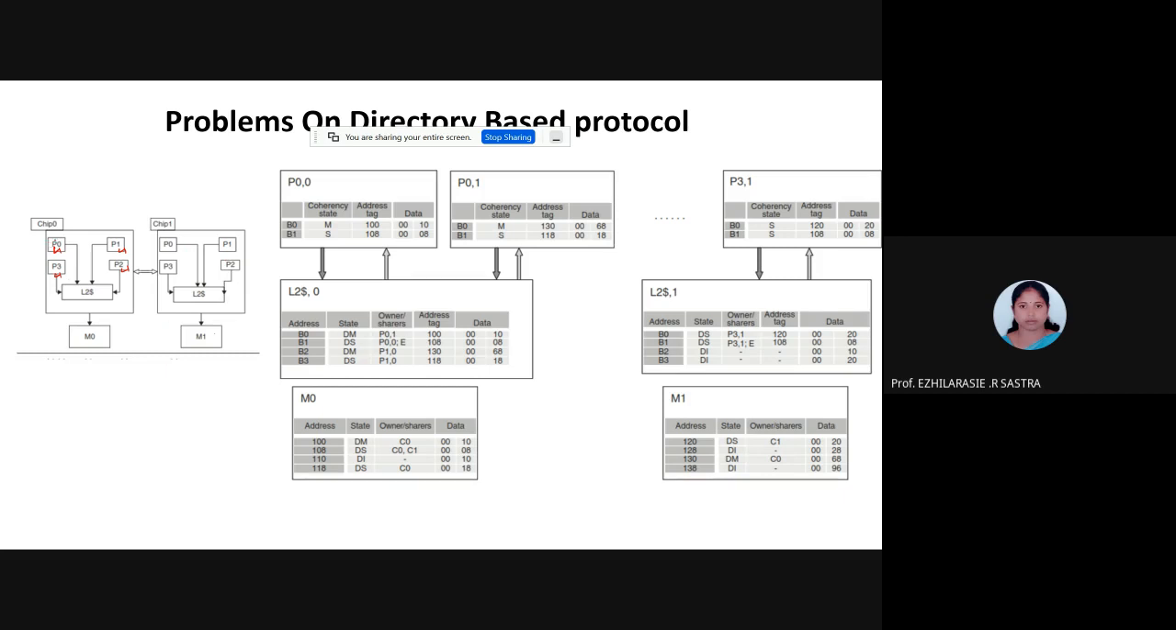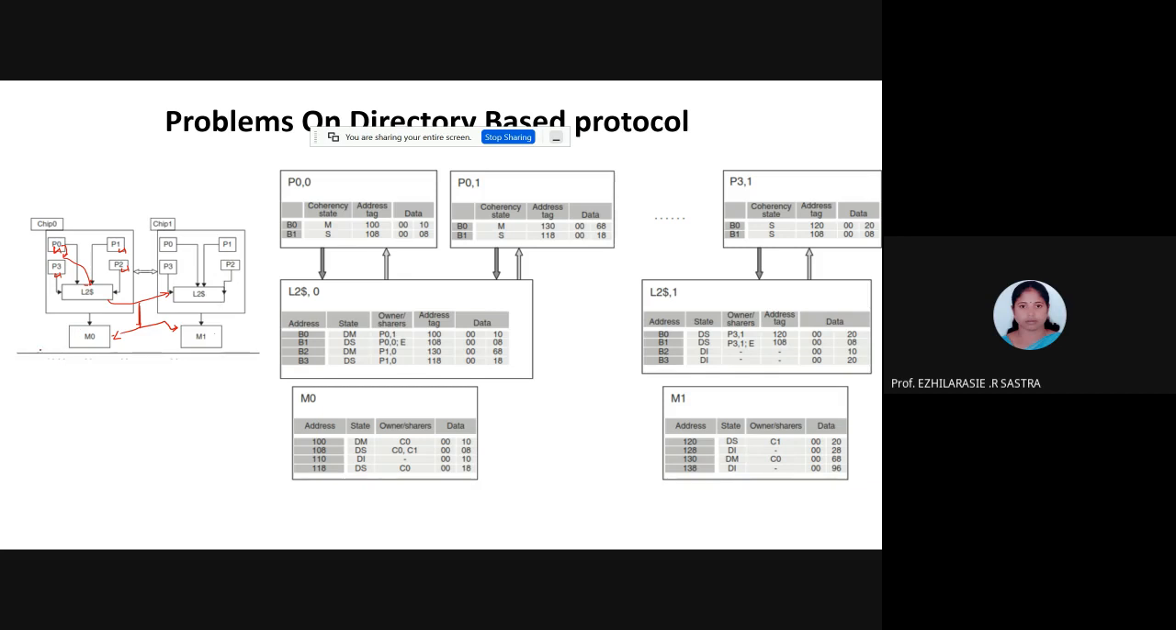Suppose P0 is requesting, whether it is a read or write request. First it will check whether the data is available in L1. If it is not, then it will go to L2. If it is not, it will check whether it is satisfied by the other chip's L2. If not, only then the request will go to the memory. So this is the way: P0 to L1, then to L2, and finally, depending upon the address, it may go either to M0 or to M1.